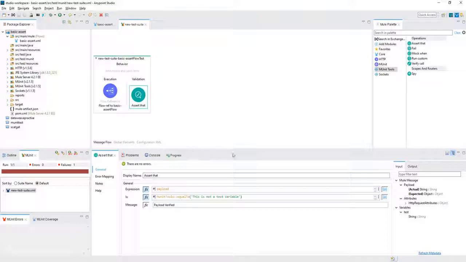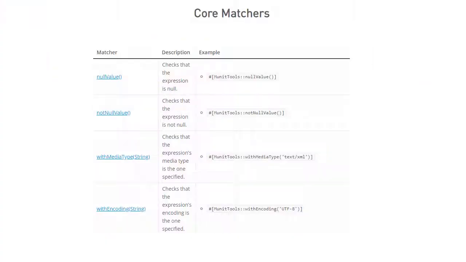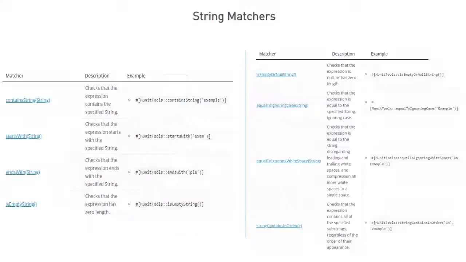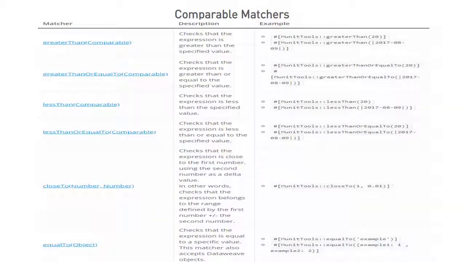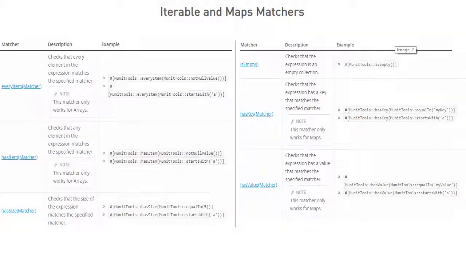Equal to is a string matcher. Likewise, we have different other matchers like core matchers. In string matchers we have others, and then we have comparable matchers. We also have iterable and maps matchers.